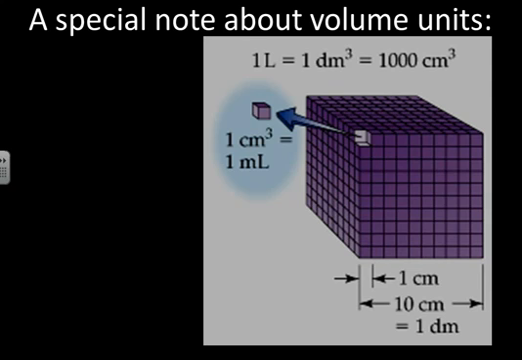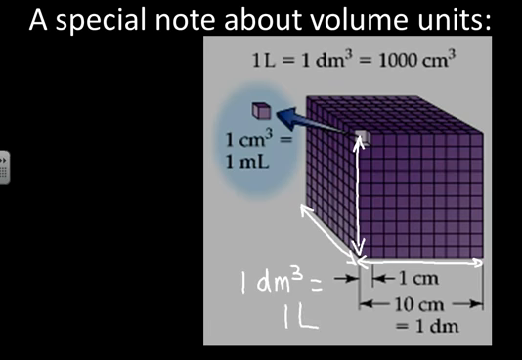Special note about volume units. You can see here on this cube, each one of these blocks represents 1 cubic centimeter. So if you line up 10 of these centimeters on each side, this distance right here is 1 decimeter. This is 1 decimeter, and this is 1 decimeter. So 1 cubic decimeter is equivalent to 1 liter.